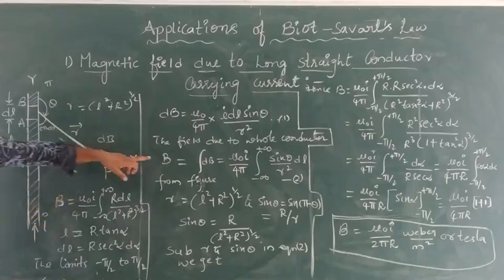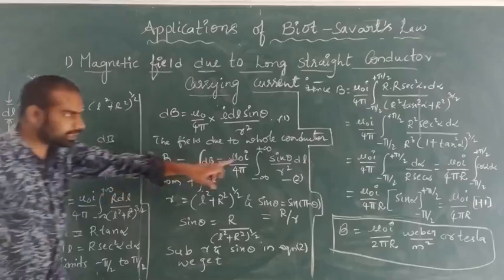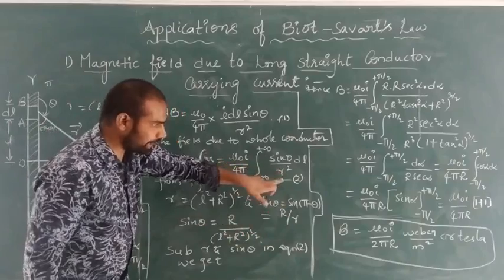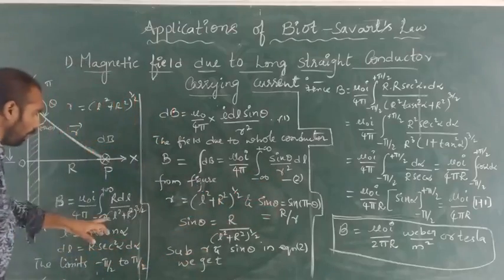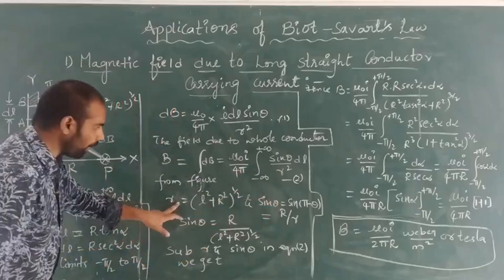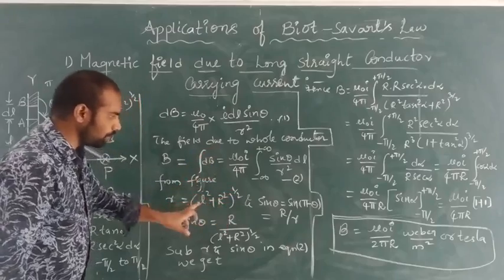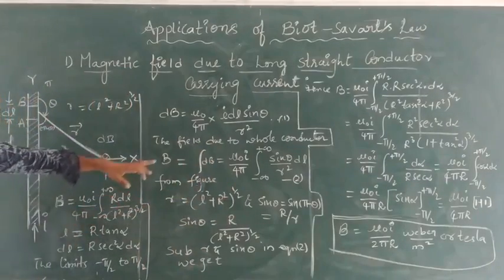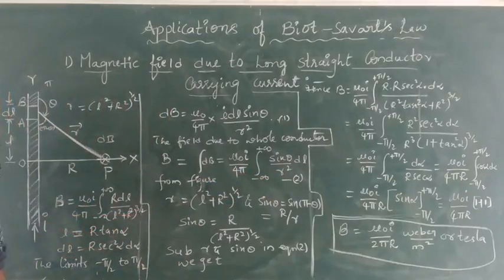Now what happens here? B is equal to mu naught I by 4 pi, from minus infinity to plus infinity. We know that sin theta is capital R by small r. So small r, already we have r square. So small r into r square, r cube, isn't it? Now what is the value of r cube? We know that r value is L square plus R square whole power 1 by 2. Whole cube is 3 by 2. So L square plus R square whole power 3 by 2. Entirely it becomes R into dl by L square plus R square whole power 3 by 2, isn't it?